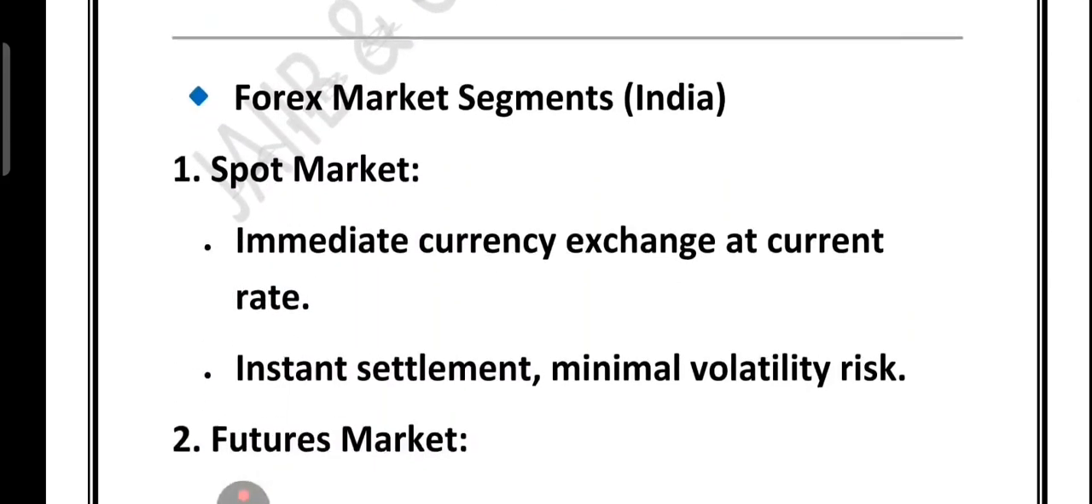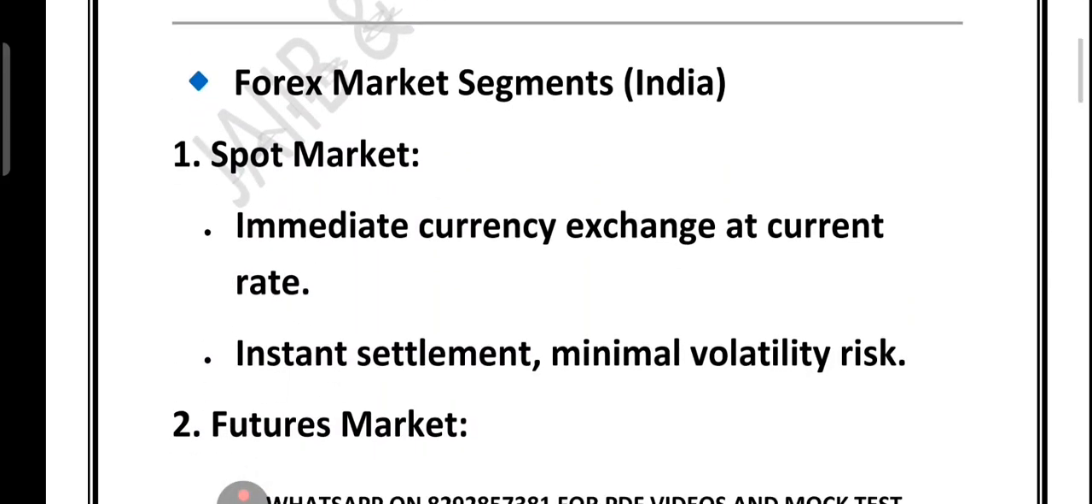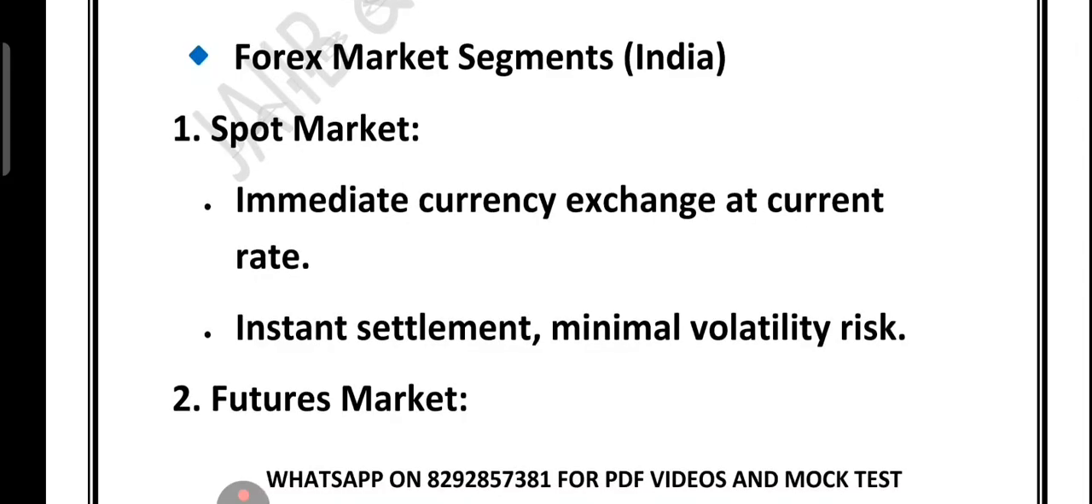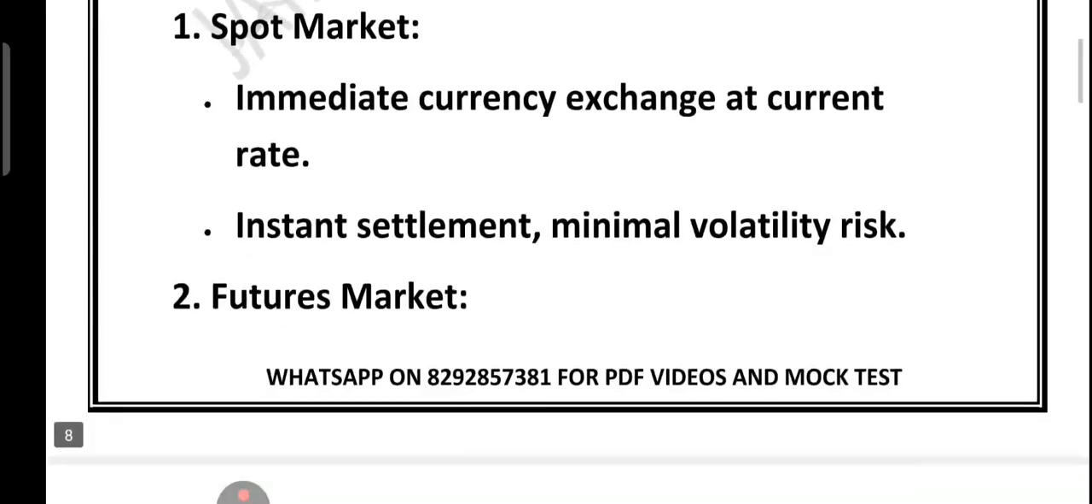So what is a spot market? This is a kind of segment. Whenever I say the word spot market, what does it mean? It means immediate currency exchange at the current rate, whatever rate is prevailing right now, and the currency exchange happens at that particular rate. That is called the spot market. The key feature of a spot market is instant settlement and minimum volatility risk. Volatility does not impact this kind of market.